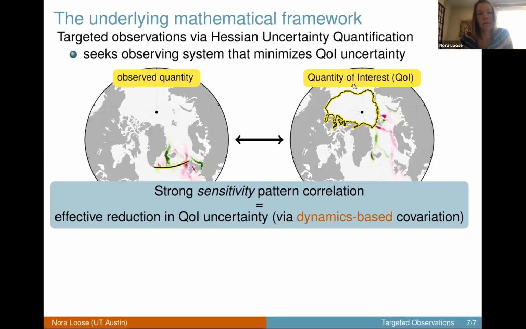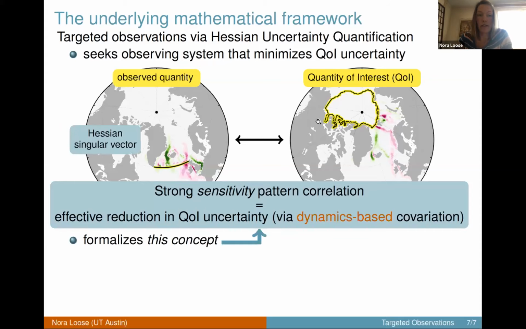And the stronger the pattern correlation between sensitivity maps of an observation and our quantity of interest is, the more effective is the reduction in QI uncertainty via dynamic space covariation. So Hessian uncertainty quantification really formalizes this concept that I've shown you on the last few slides. And it's called Hessian uncertainty quantification because this sensitivity map essentially forms a Hessian singular vector.